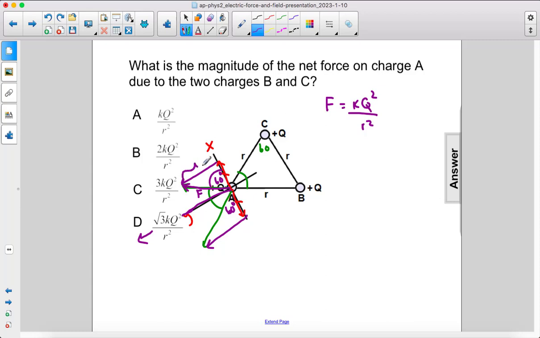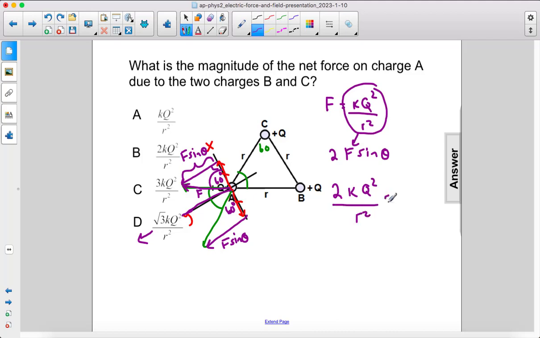But we want to know this piece. So this is a right triangle, and the hypotenuse is F. So this is going to be F sine theta. And this component over here is also F sine theta. So that's going to be 2F sine theta. Now we have an equation for F, the magnitude of the force, Coulomb's law. That is 2 times K Q squared over R squared times sine 60.